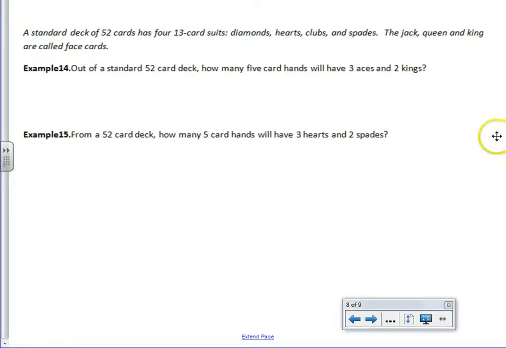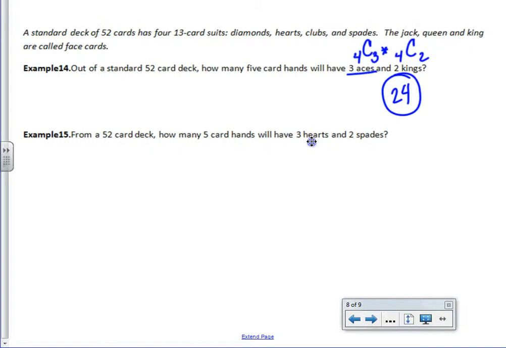We're definitely doing combinations. So for the 3 aces, there's actually 4 aces in the deck, and I'm going to choose 3 of them. And then for kings, there are 4 kings in the deck, and I'm going to choose 2 of them. And what we're going to do is multiply those outcomes together. Again, on a calculator, it's a great way to do it. You don't even need parentheses. You type 4 combinations of 3 times 4 combinations of 2, and you're going to get 24 different poker hands that you could have.